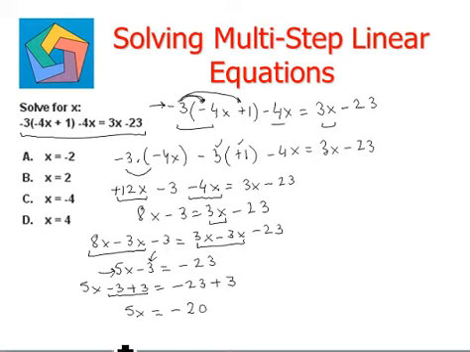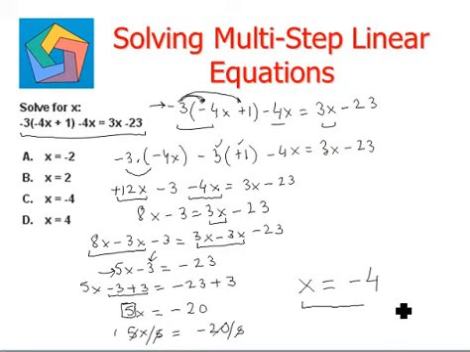Now in order to make the coefficient of x as 1, we divide by 5 on both sides. So 5x divided by 5 equals negative 20 divided by 5. This becomes 1. Negative 20 divided by 5 is negative 4. So x equals negative 4 is the final answer, which can be seen in option C.